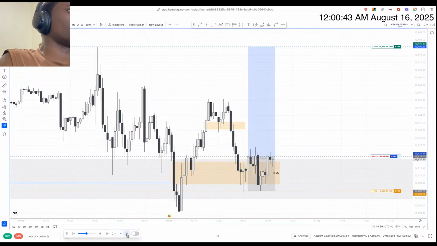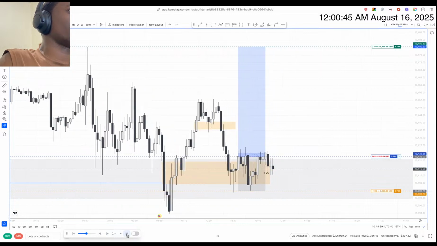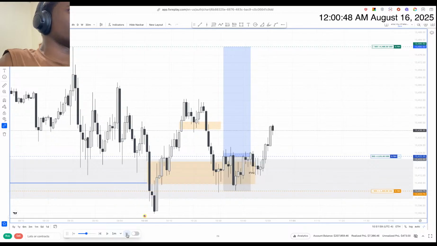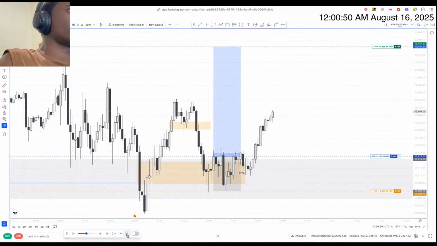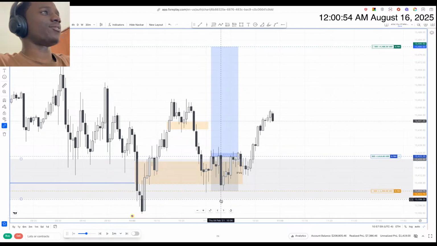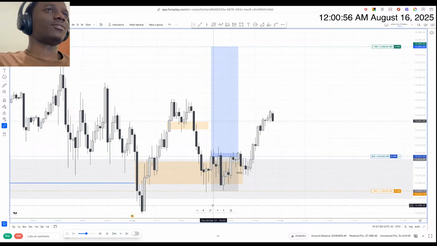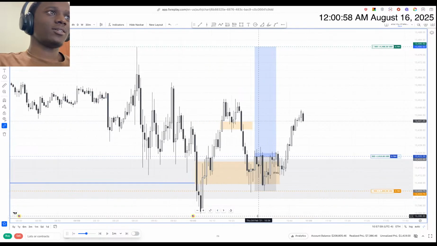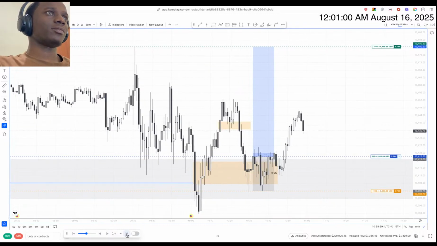Whoa. That was a few ticks to SL. Look at this candle here. Very few ticks, man. Very few ticks. That would be the worst week out of all time.